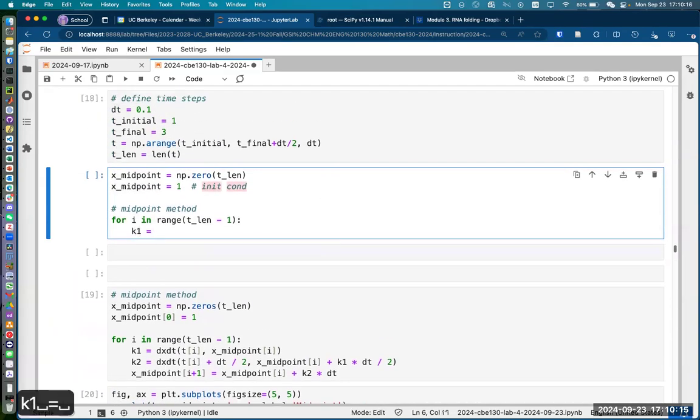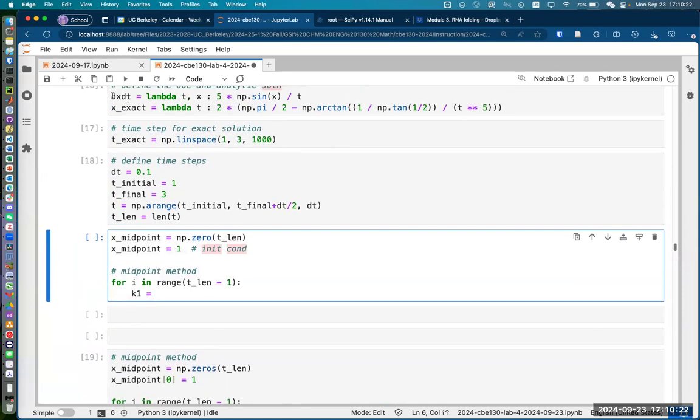So k1 is equal to the derivative evaluated at the first point. So the derivative is dx/dt, evaluated at the x of i, the initial point, and y of i. So in our case, it's x of i.